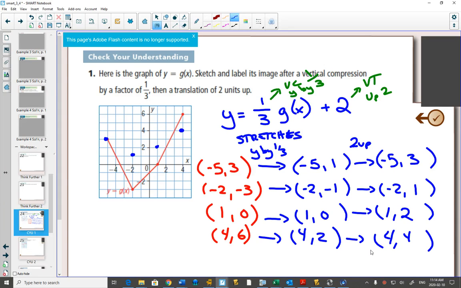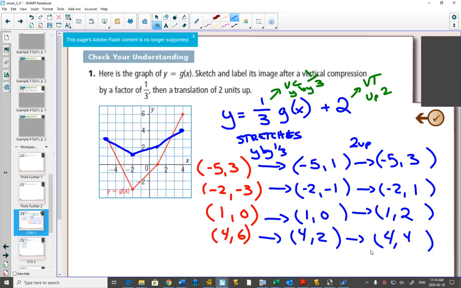And label them. Connect the dots. And then the last thing that you can do as a check, almost connected the dots. The last thing you can do as a check is look at your words.